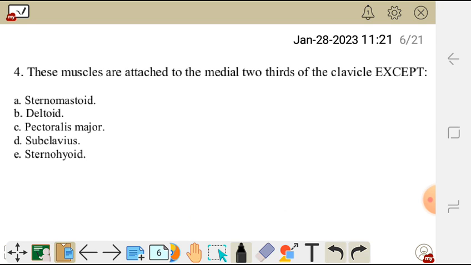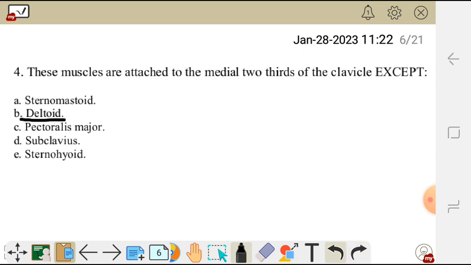Move on to question 4. Question 4 reads, these muscles are attached to the medial 2/3 of the clavicle except: A, sternomastoid, B, the deltoid, C, pectoralis major, D, subclavius, E, the sternohyoid muscle. So which one is not attached on the medial two-thirds of the clavicle?